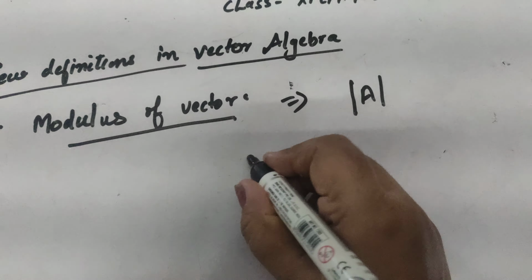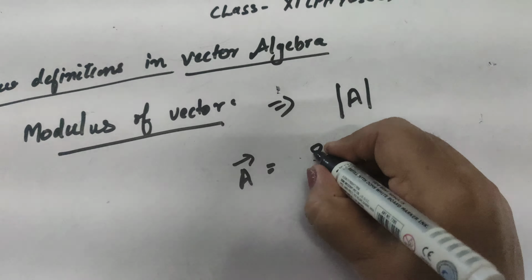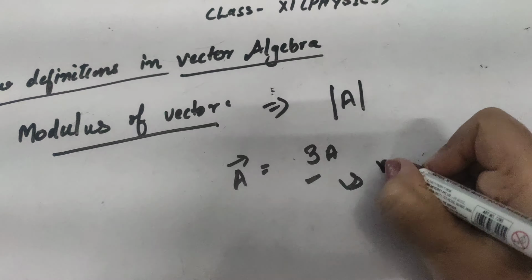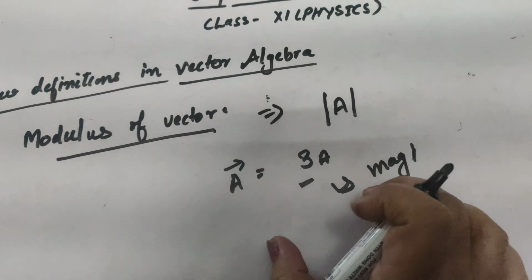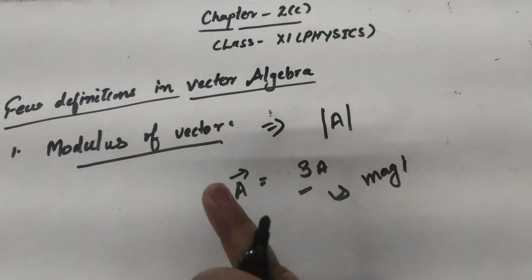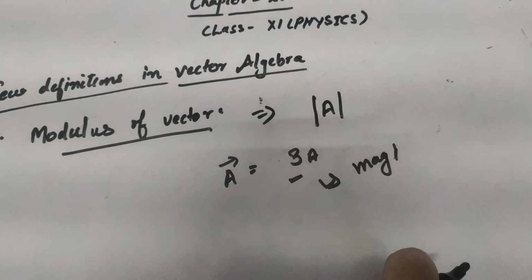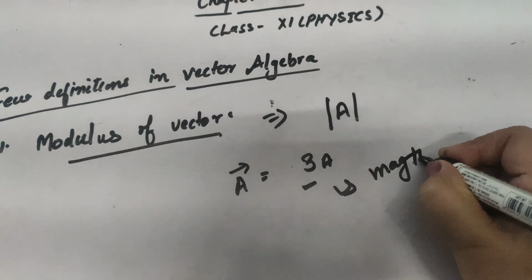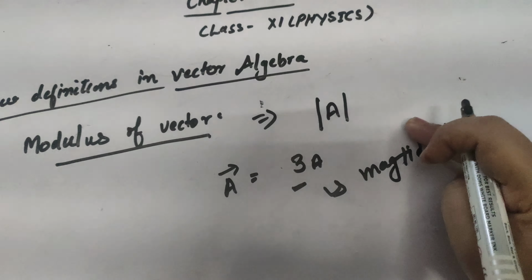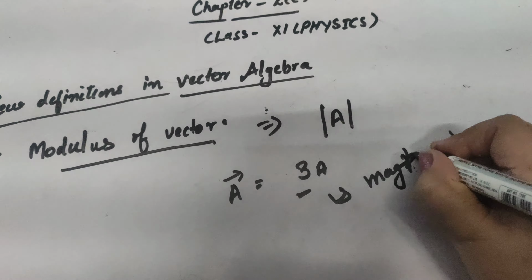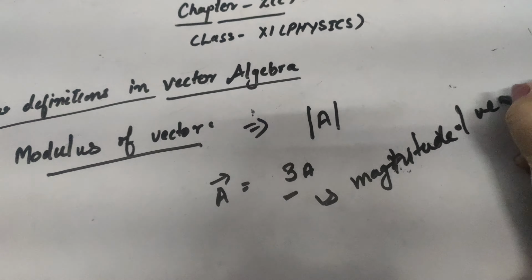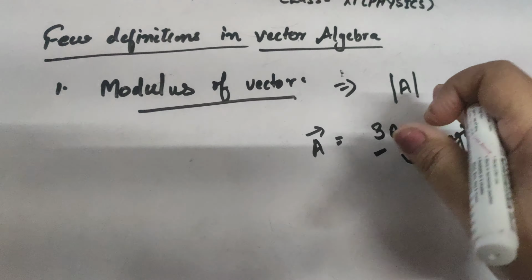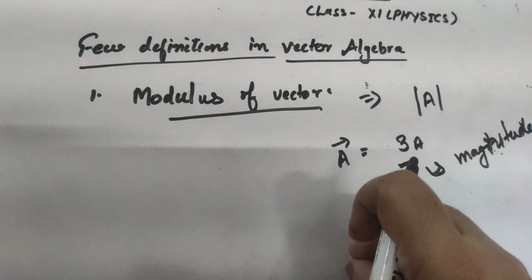For example, a vector A is represented by, suppose, 3A. In this case this is not its magnitude, because a vector is associated with three directions, which is represented in x, y, z coordinates, that we will discuss later. So A mod means we are talking about the modulus, the magnitude of that vector. Whatever the vector is associated with, either negative or positive, the mod represents only the magnitude.